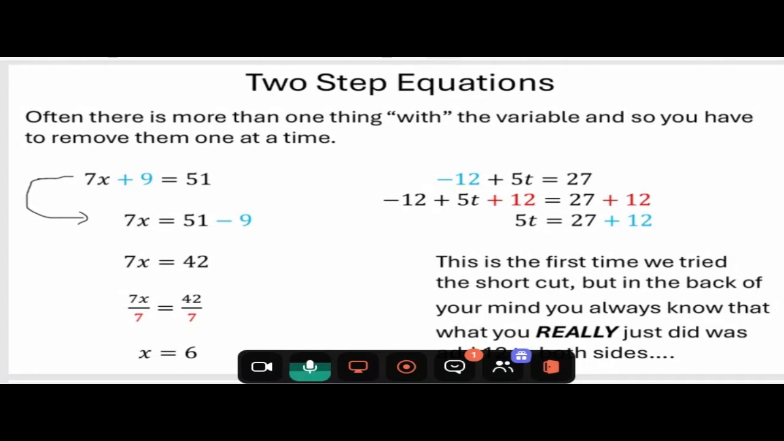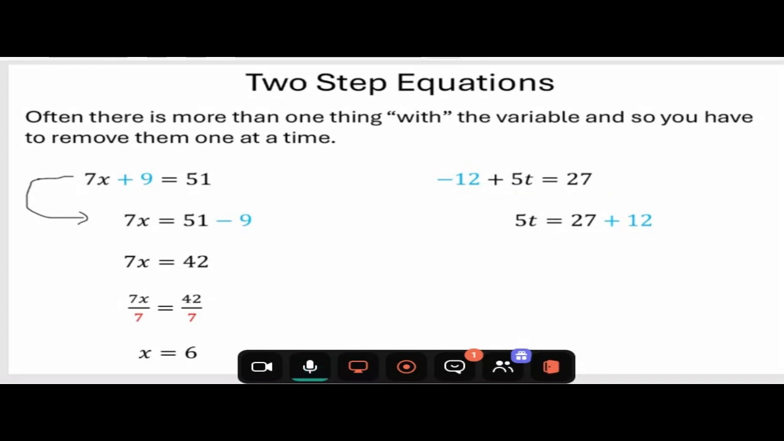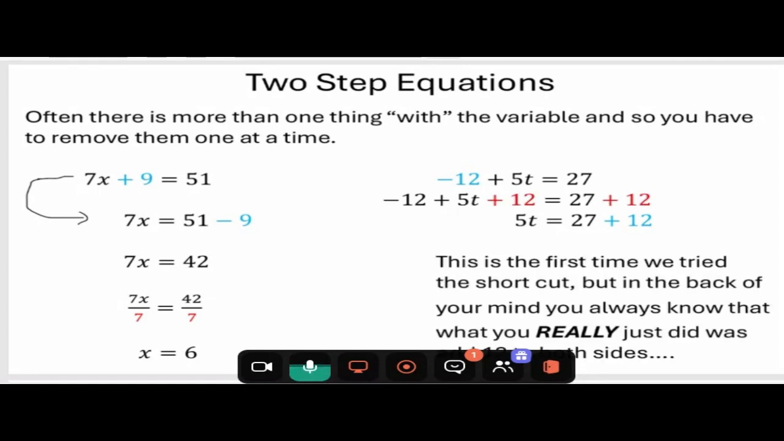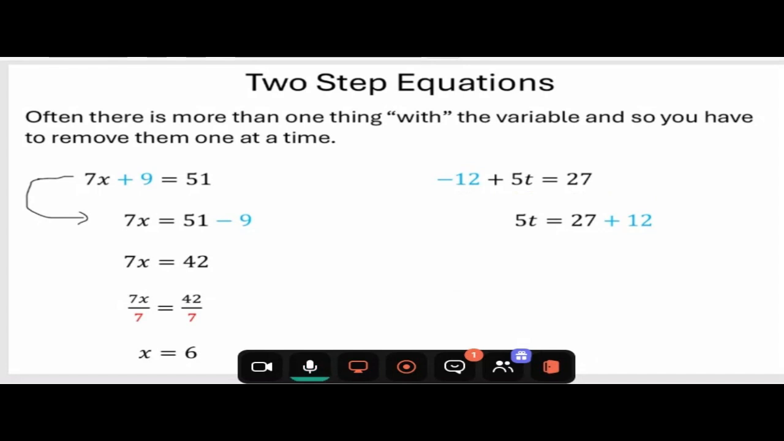You do it the fast way, like that. The subtracted 12 on the left becomes an added 12 on the right. But somewhere in the far reaches of your brain, you never forget that what you actually just did is add 12 to both sides. Okay, so now we can carry on. 27 plus 12 on the right is 39.